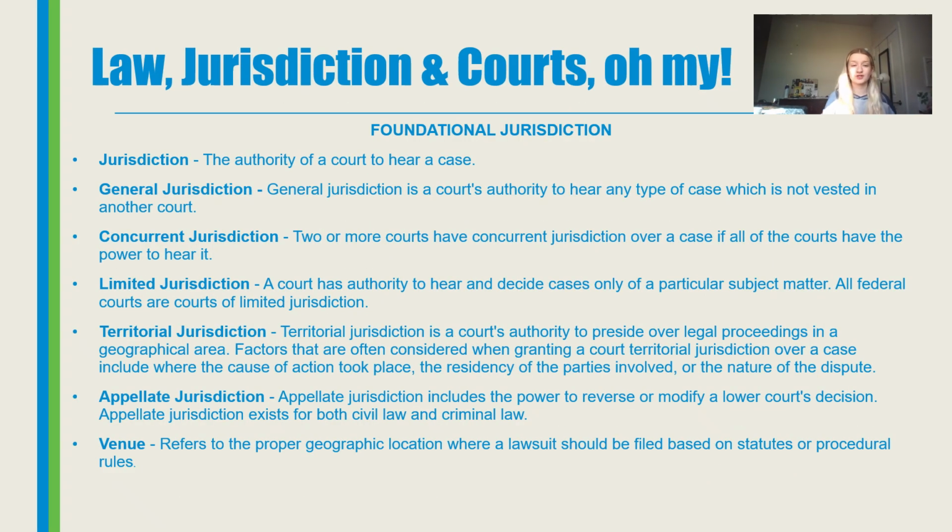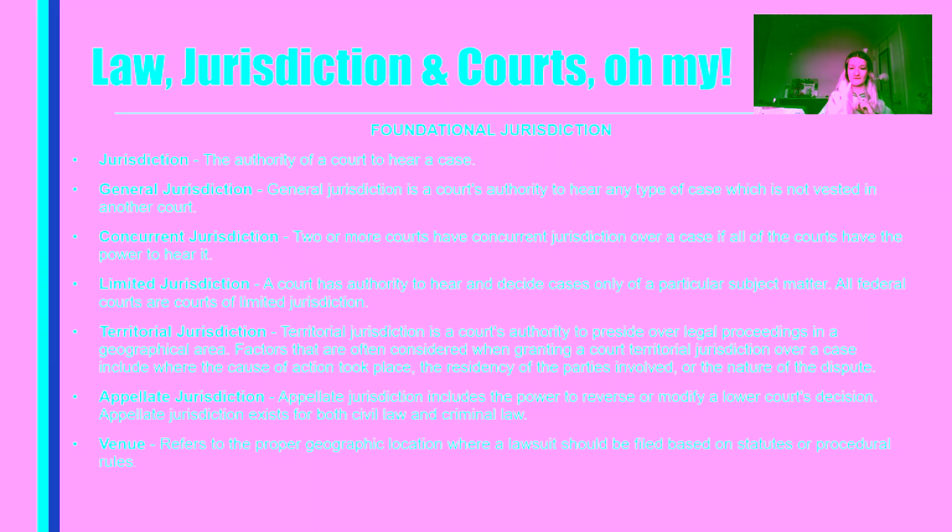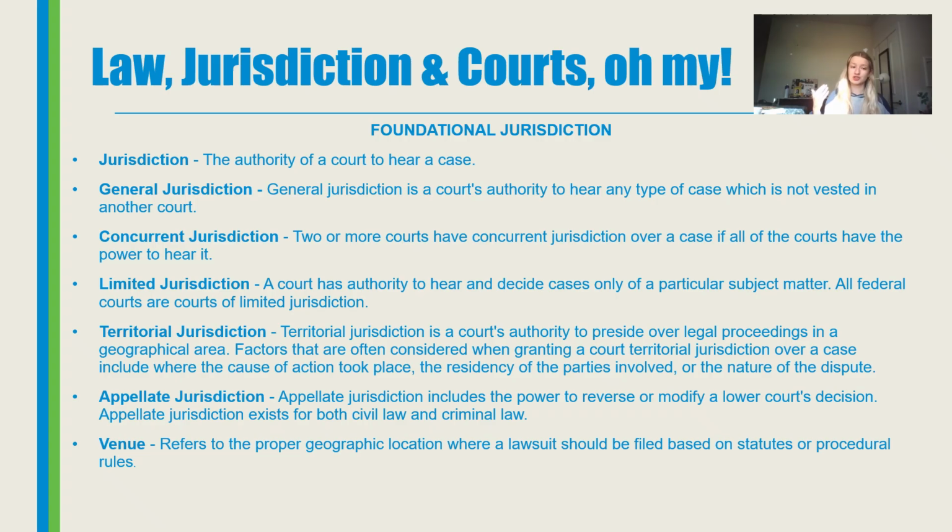So there are a lot of terms and phrases regarding jurisdiction, but I would say the most important ones to pay attention to are subject matter jurisdiction as well as personal jurisdiction, which is on the next slide. However, jurisdiction overall is the authority for a court to hear a case. General jurisdiction is a court's authority to hear any type of case which is not vested in another court. Concurrent jurisdiction is when 2 or more courts have jurisdiction over a case, which means, for example, a state and the federal court both have jurisdiction over a case.